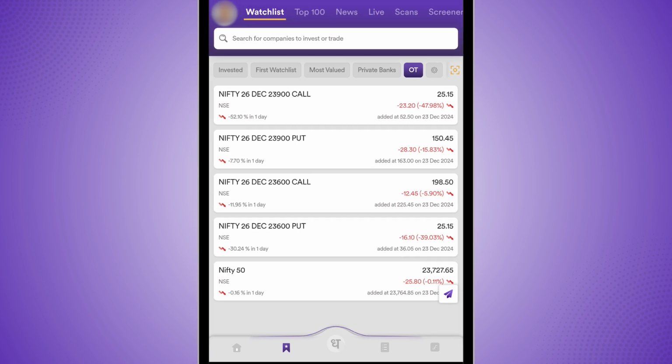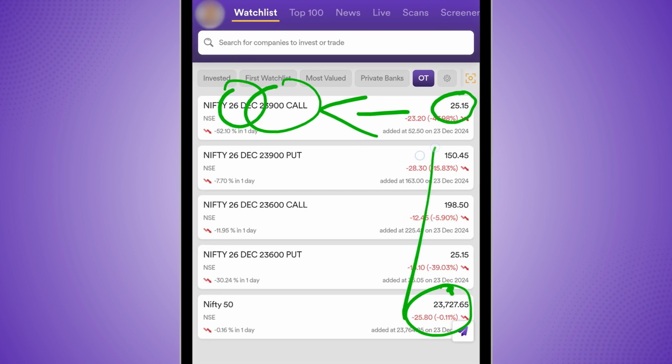But I hope you are understanding that at 23,900, if you are selling a call option, currently it has no intrinsic value. This 25 is only time value. And if the market remains below 23,900 on 26th, you will get to keep this premium to yourself, but your margin requirement is still high because your loss potential is high if the market actually goes above. So you have to be careful of that.